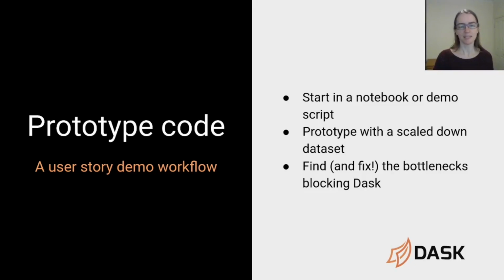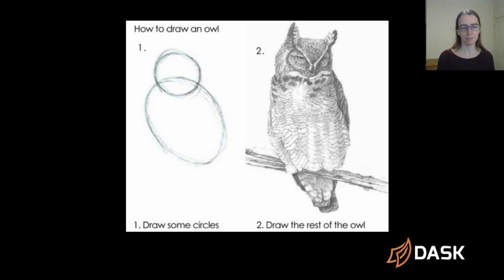Now, in this process, it's going to make the pain points and the areas of Dask incompatibility with your current code very clear to you. So next, you have to go through each of those pain points one by one and fix them. At this point, you're probably thinking that this advice might sound remarkably similar to the advice given here about how to draw an owl.